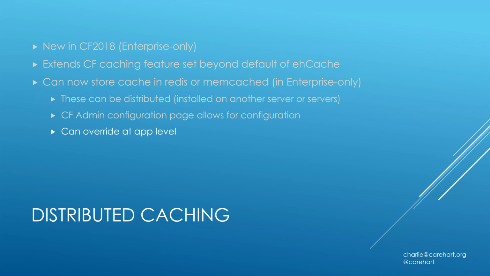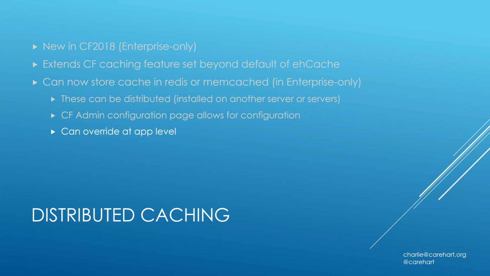So there is provision at the application level to name what the caching mechanism should be. That means you could have some apps using Redis, other apps using EHCache, maybe other apps using Memcache, whatever floats your boat.